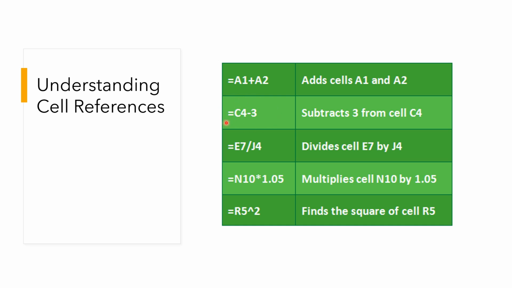In this particular instance, we are taking cell C4 and we're subtracting 3 from it. So it's a number that we're subtracting, not another cell. In our third example, we are taking cell E7 and we're dividing it by cell J4. Our fourth example, we are taking cell N10 and we are multiplying it by 1.05. And then R5 square rooted by 2. So this is going to find the square root of cell R5. Again, we don't do this very much in merchandising math, but you will do these top ones quite a bit.